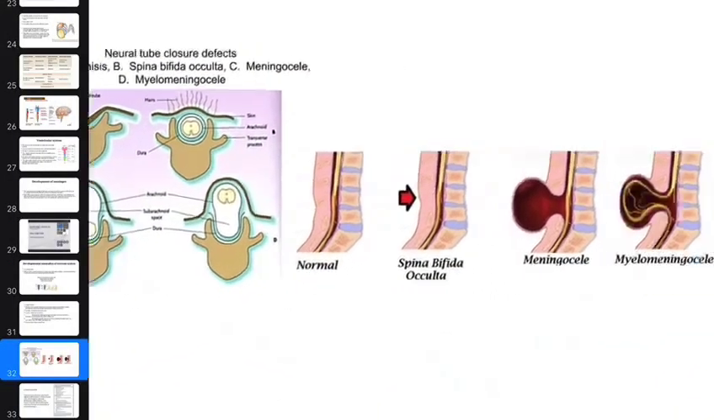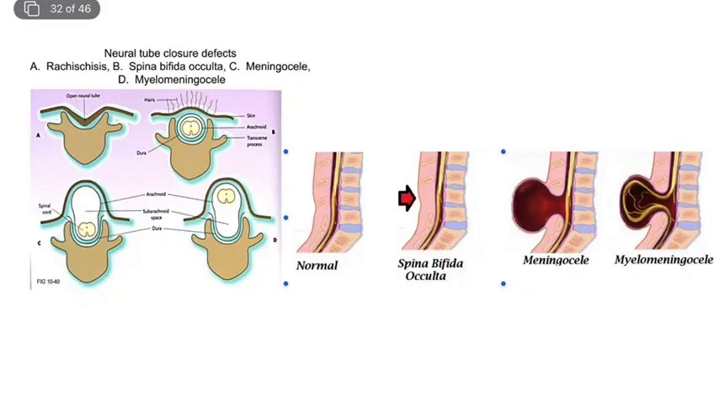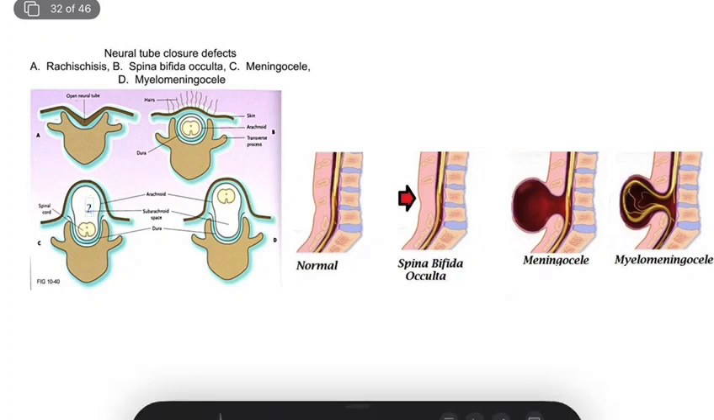First one is the rachischisis, and second one is spina bifida occulta, and third one is meningocele, and this is meningomyelocele. Only meninges, and here is the meninges with the spinal cord.